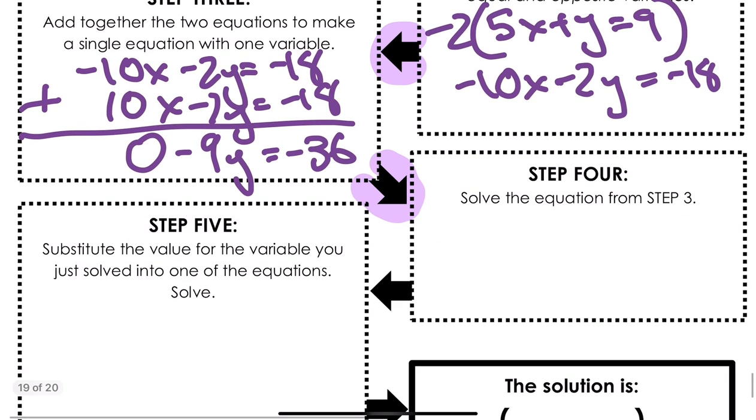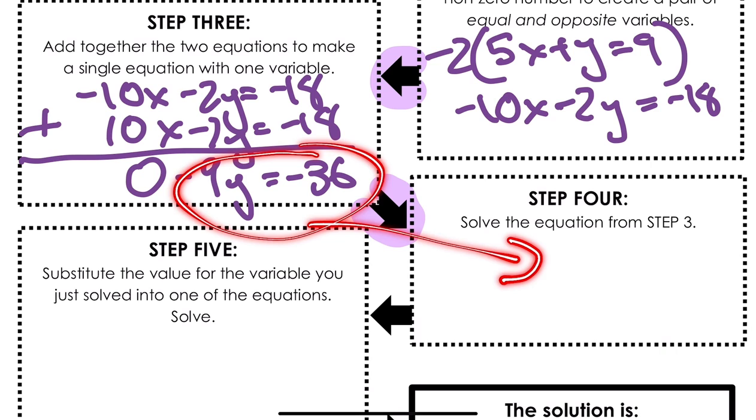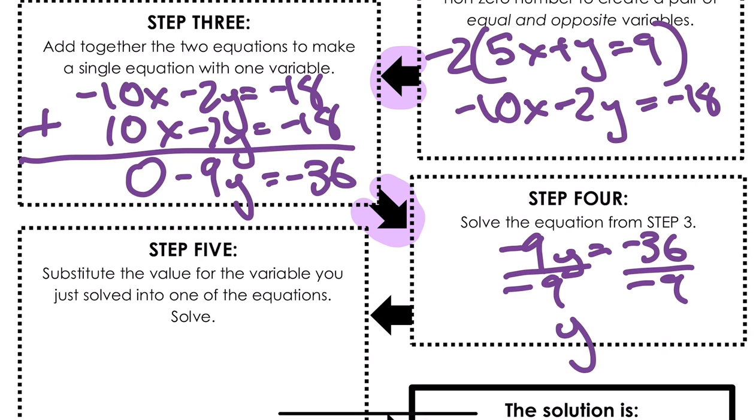That's step 4. Step 4 says solve the equation from step 3. So that's this guy. We're just going to solve that right in here, so we could find our y. All right, so to get y by itself, we're going to divide by a negative 9. So then we have y equals negative 36 divided by a negative 9. That'll be 4.